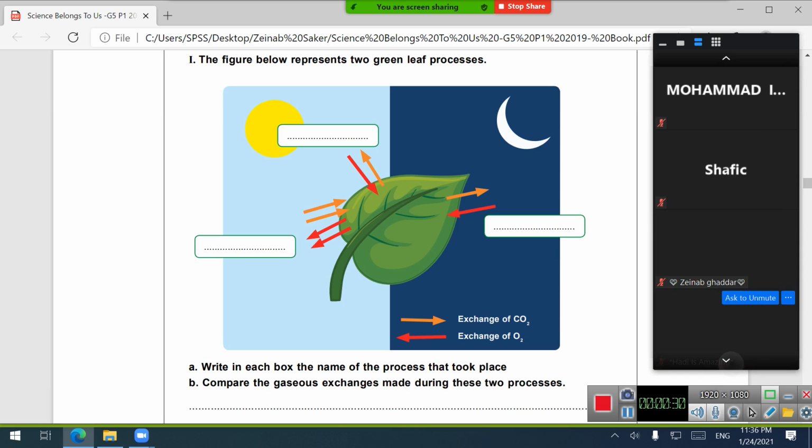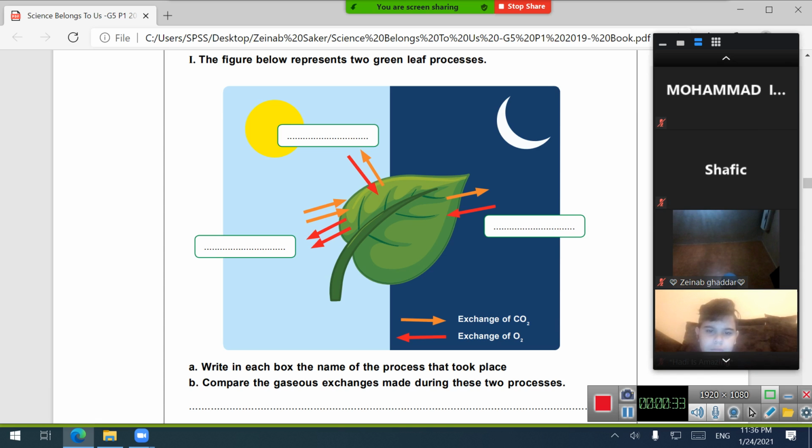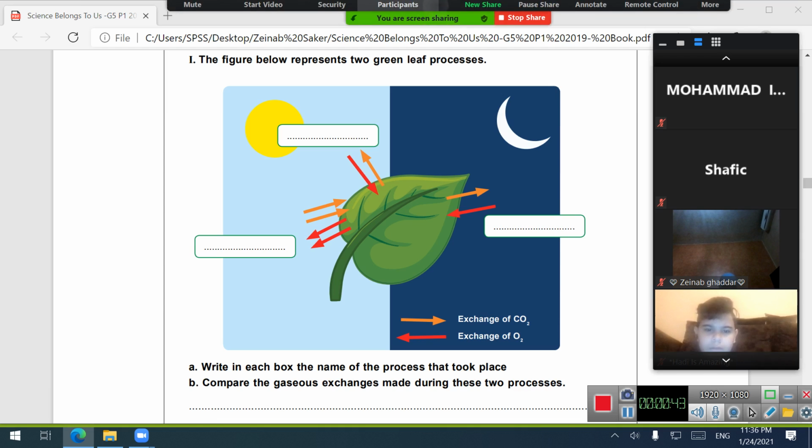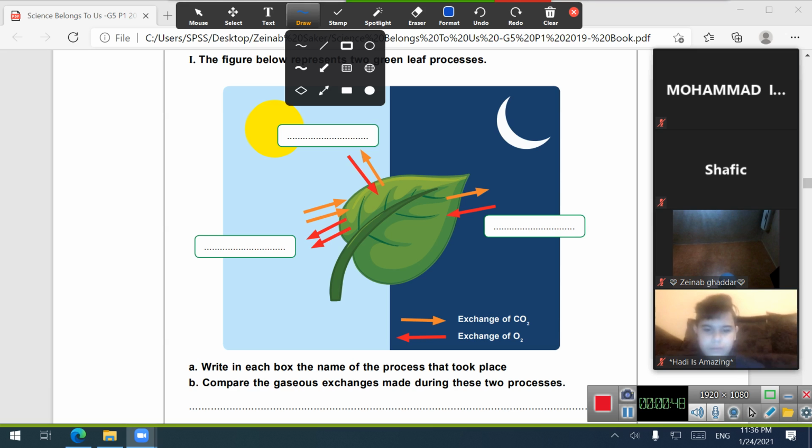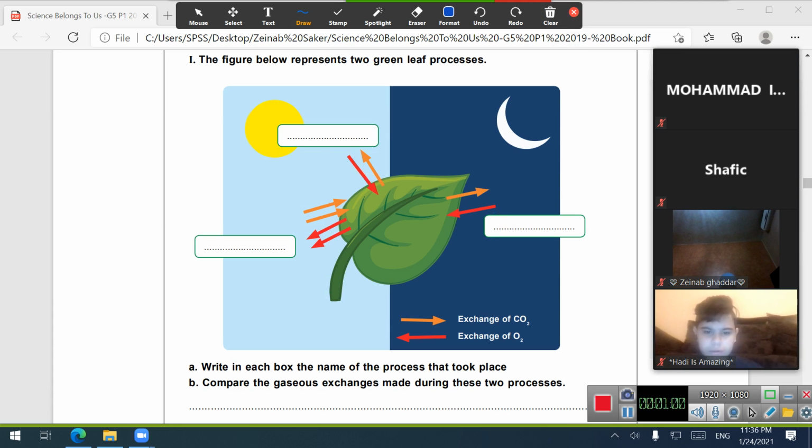In this figure, please pay attention, all of you. I have two processes that take place in the leaves of green plants, and I also have two parts of the day: daytime and night time.